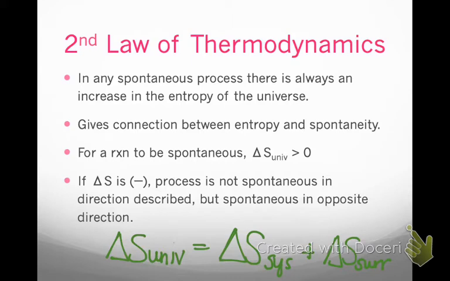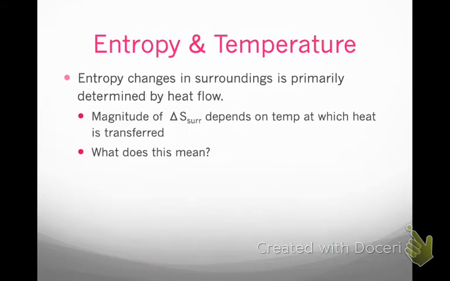If delta S is negative, the process isn't spontaneous, but could be spontaneous in the opposite direction. So just keep that in mind. If it's not spontaneous in one direction, it may be spontaneous in the reverse direction. So heat flow is what actually determines entropy changes.